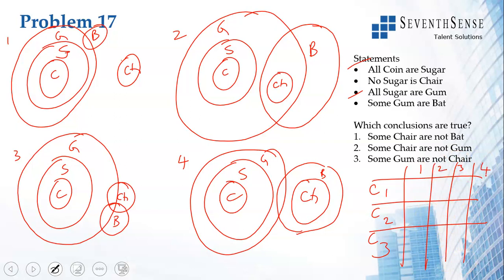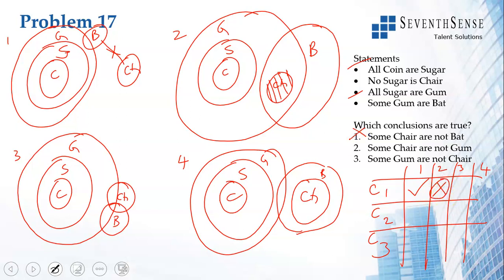Conclusion 1. Some chairs are not bats. In diagram 1, it is true. But look at diagram 2. All chairs are bats. Hence, some chairs are not bats is false here. And like I said, it has to be true in all the drawings. If it is false in one drawing, that conclusion is false.